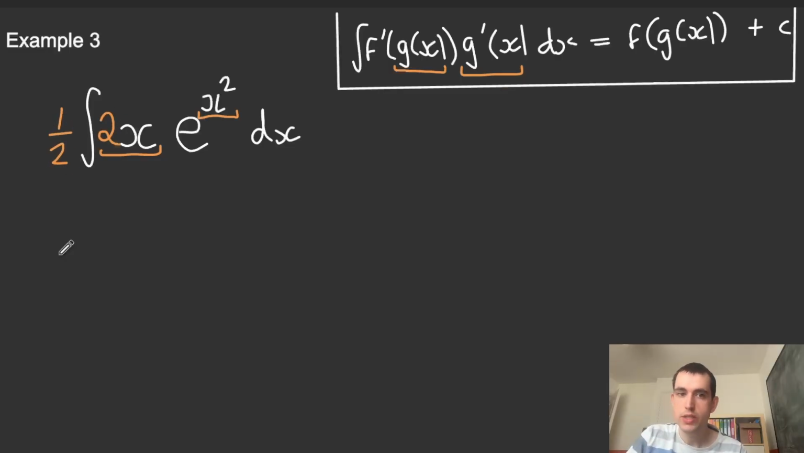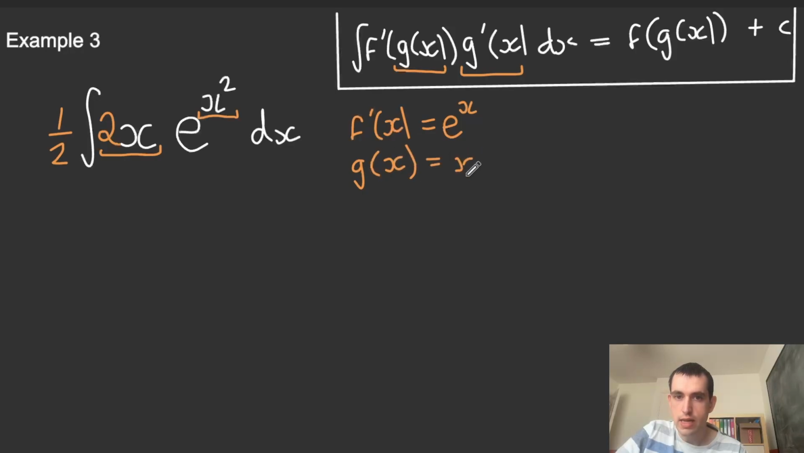So we ask that same question again. Now the g of x is x squared and the g dash of x is 2x. That's great, that's perfect. And the f dash of x is e to the x. So I'll quickly write that down. The f dash of x is e to the x. The g of x is equal to x squared. We don't need to write down g dash of x, but you could do if you wanted to, just to make sure it matches up. It might help.